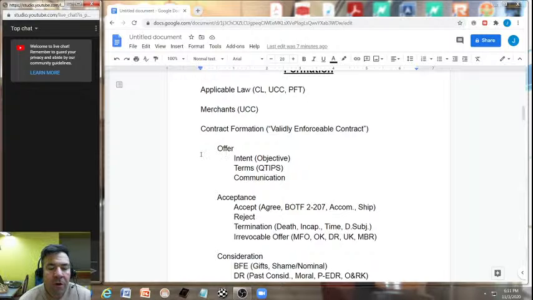Now, terms of the offer have to be certain and definite. The certain and definite terms that we're looking for in particular are quantity, time for performance, interested parties, price, and subject matter. In terms of what is predominantly important in the Uniform Commercial Code, it would be quantity, price, and parties, whereas the common law is very strict. It wants all five of these terms to be certain and definite unless there's an agreement to agree later.